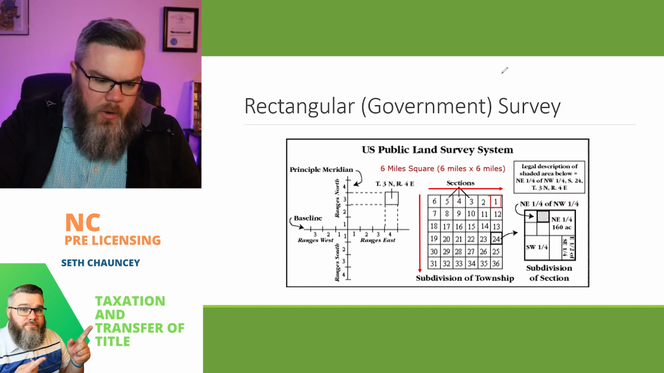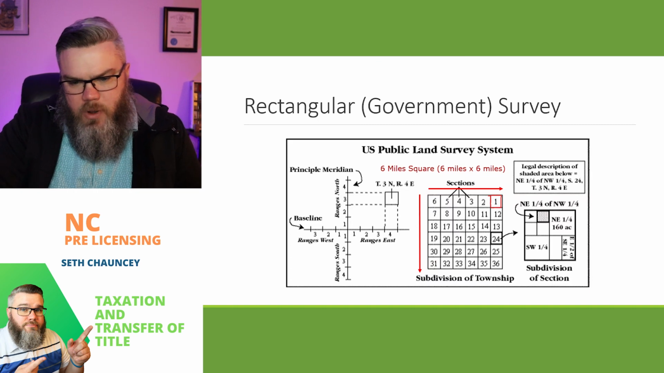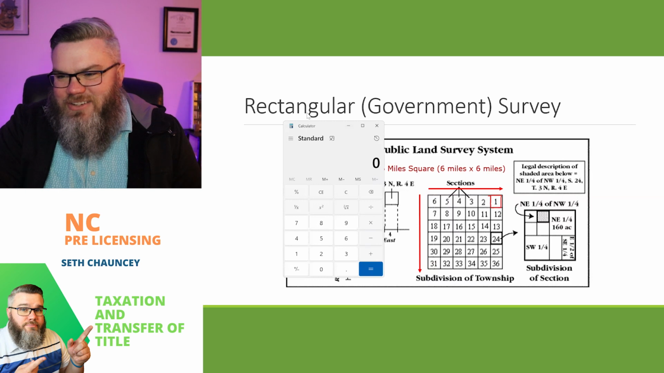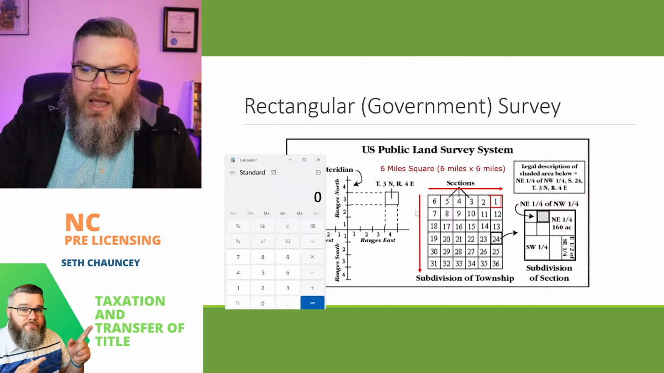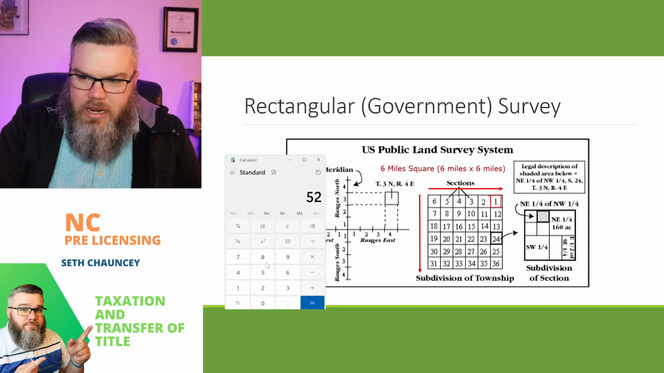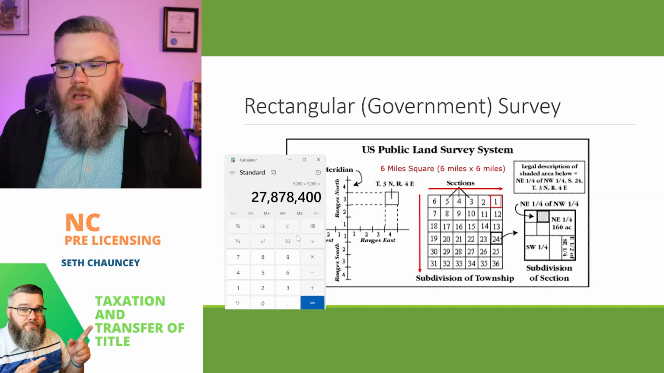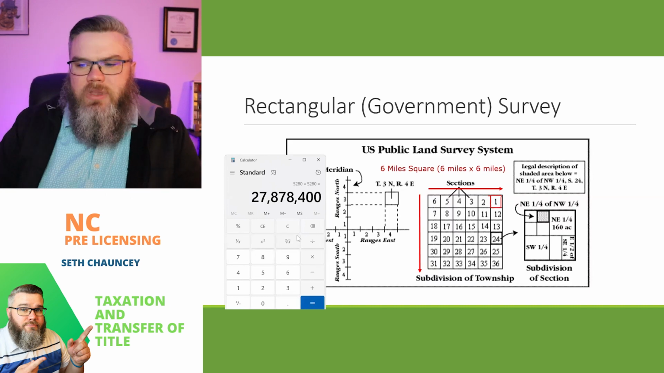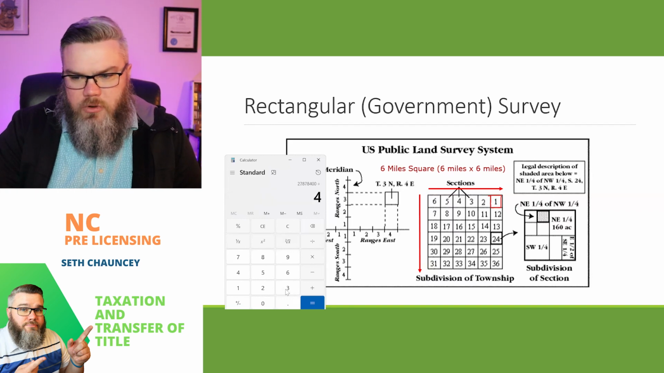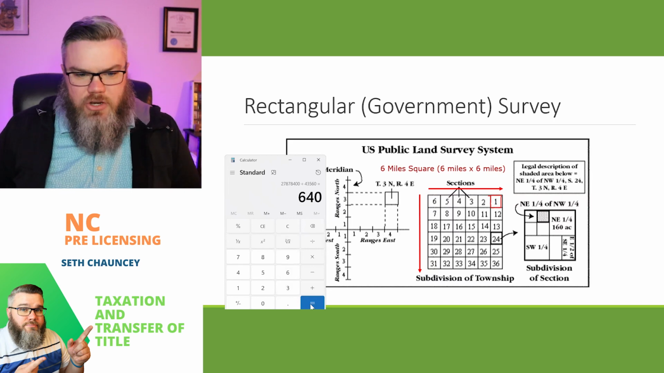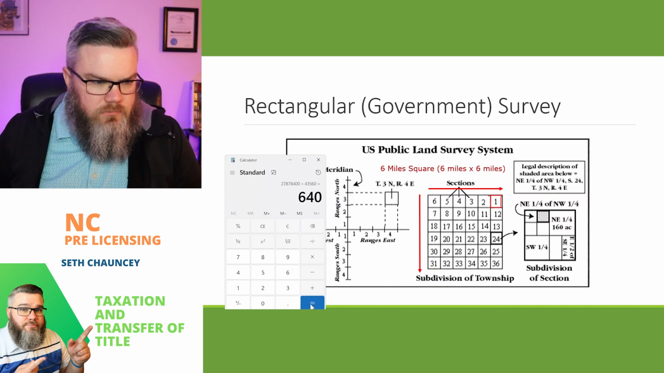These are all 1 mile by 1 mile. Anybody know how long a mile is feet-wise? 5,280. It sure is. So if I was dealing with 5,280 times 5,280, that gives me 27,878,400 square feet. If I was to divide that by 43,560, that gives 640 acres. Every single section contains 640 acres.